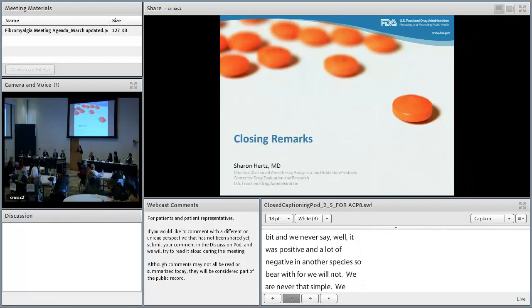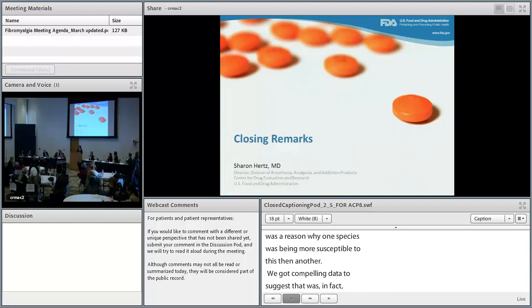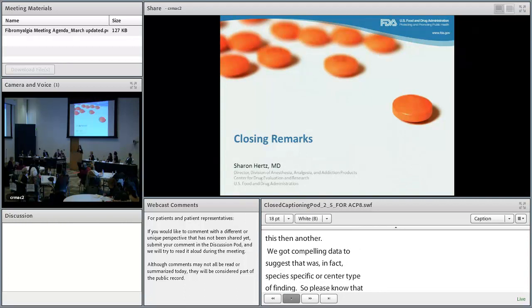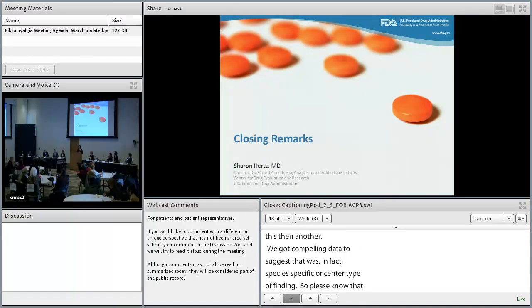We actually required the sponsor to do work to prove that there was a reason why one species was being more susceptible to this than another. And we got compelling data to suggest that was in fact a species-specific or centric type of finding. So please know that we do take a very serious look at all of the information coming in as we're developing these drugs.